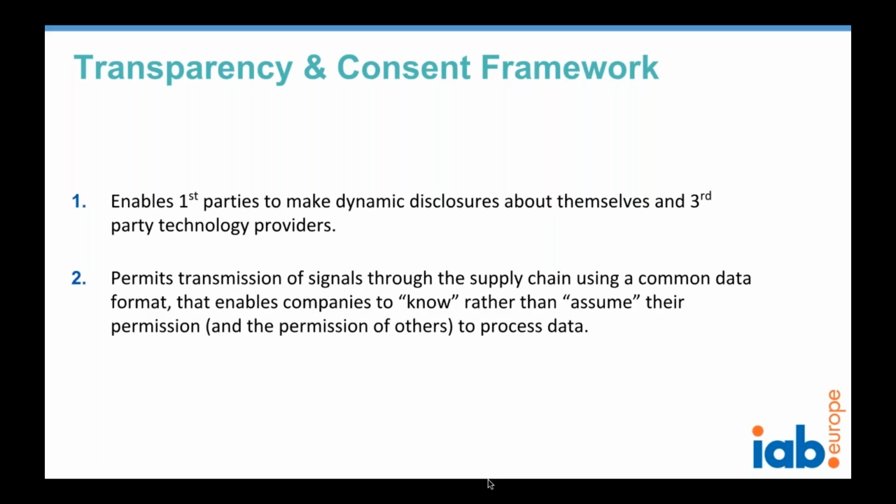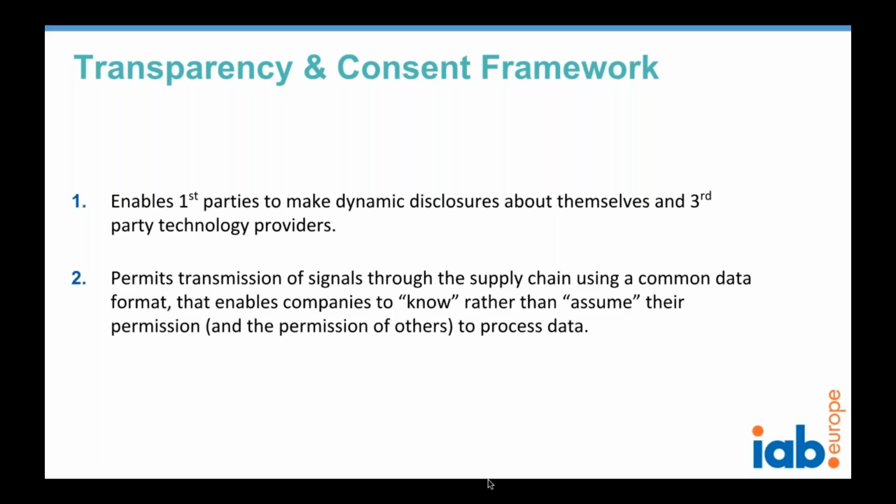And so as we build out the various pieces of the framework, the two big pillars of this framework were the fact that it enables first parties to make dynamic disclosures about themselves and their third-party technology providers, and it permits transmission of signals through the supply chain using a common data format. And that's enabling companies to know rather than assume their permission and the permission of others that they're working with or that their clients are working with to process data.